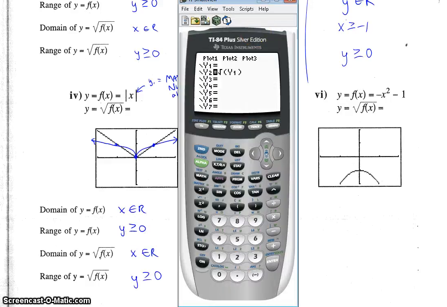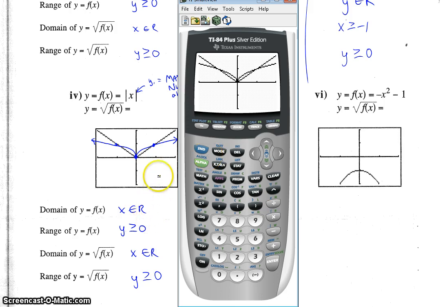Just to make sure that you got where to get absolute value from, we go to math, and then over to num, and then the first one on the list, absolute value. And then you type in x, and you end your bracket. Okay, let's look at the graph. And yeah, that does look like an open book, doesn't it? Okay, so we copy our graph here, and then we're going to talk about our domain and range.